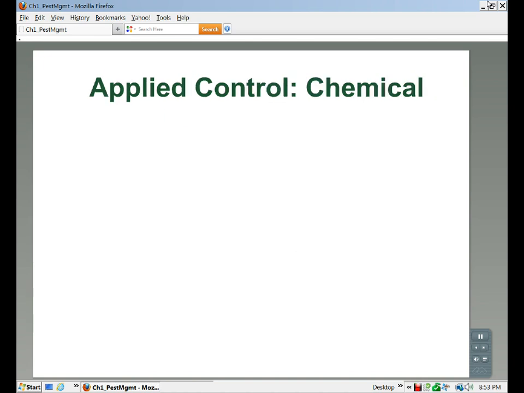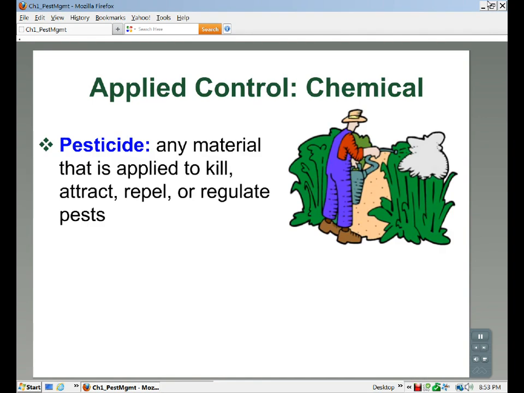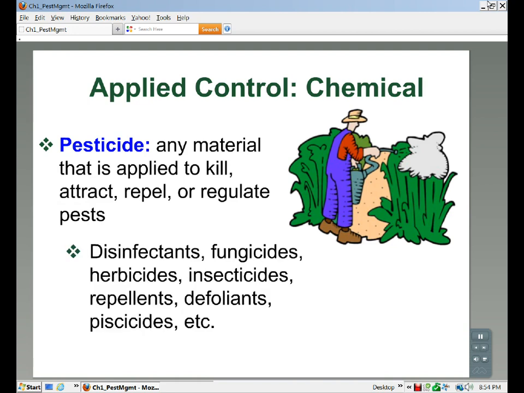Chemical control can be important to any IPM program when used as a preventive or curative method. A pesticide is defined as any material that's applied to plants, the soil, water, harvested crops, structures, clothing and furnishings, or animals to kill, attract, repel, or regulate or interrupt the growth and mating of pests, or to regulate plant growth. The broad category of chemicals termed pesticides includes disinfectants, fungicides, herbicides, insecticides, nematicides, repellents, defoliants, and desiccants.